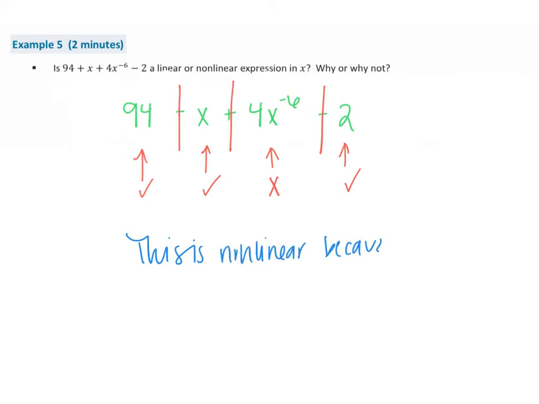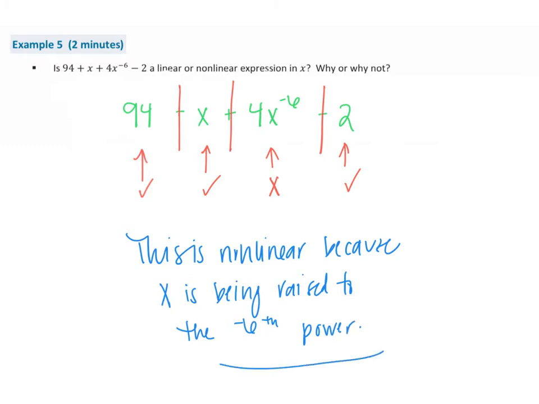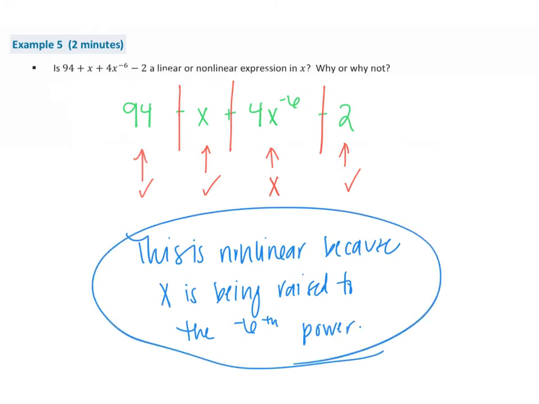Because x is being raised to the negative 6th power. And again, we can only have zeros or ones attached to those x's.